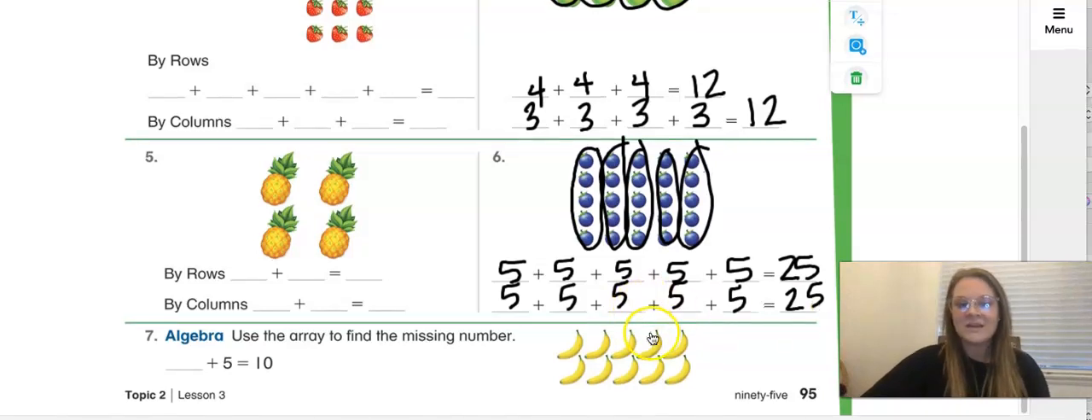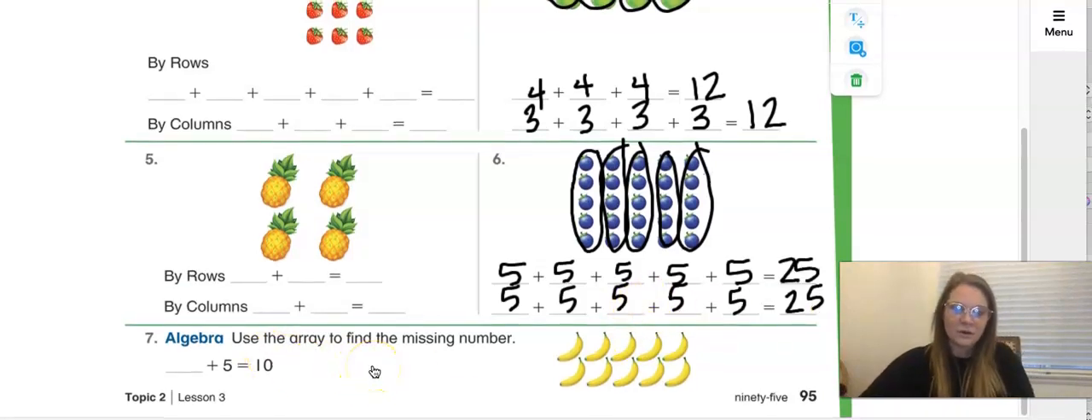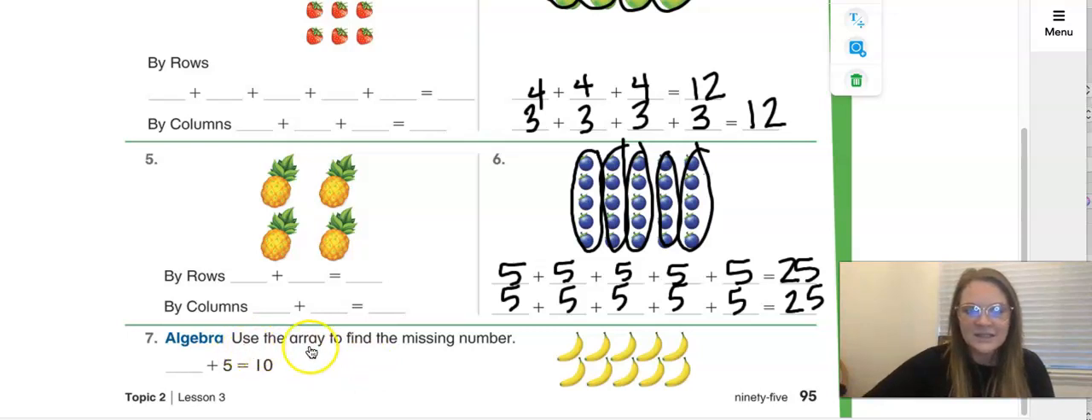multiplication. Number 7, I'm going to leave for you guys to do on your own, but I want to give you a hint. It says use the array to find the missing number. Notice that they are just missing one number, and the other number is 5. So I want you guys to think to yourself, are they adding by rows or by columns? Let's think. I can see here that there's 1, 2 rows, and they want to add 2 times. And each row has 1, 2, 3, 4, 5.